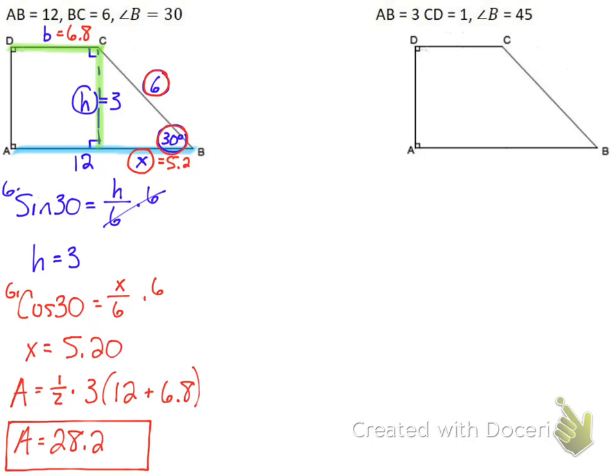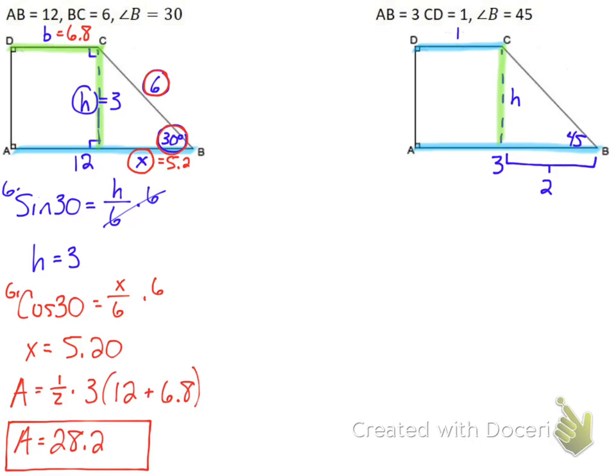Same thing with the next one. Again, I'm given AB, which is 3. Again, this entire thing is AB. That entire thing is 3. I'm given CD, which is 1. And then I'm given that B is a 45-degree angle. So again, the only thing that I'm missing here is this height. And in the same way, I can find out what this piece is right here. Again, knowing that CD is going to be 1, I would know that this piece right here is also 1, so I would know that this piece right here is 2.